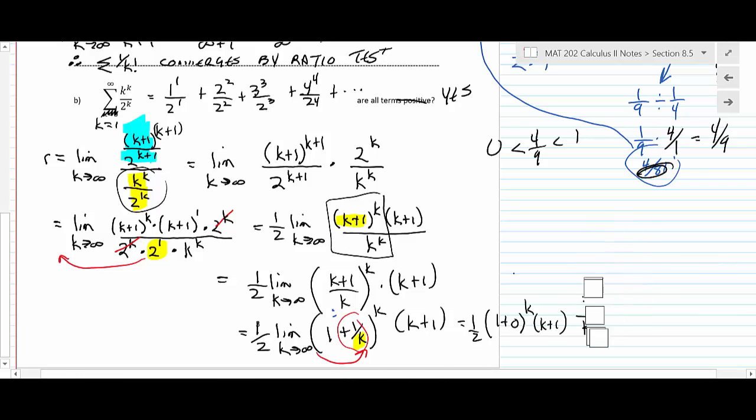Now again, you don't have to do this necessarily. This one's easy enough to reason in your head. But what you would have is 1/2, 1 to the k, k plus 1. What is 1 to any power? 1. Okay, so what you would have is now you would end up with the limit.